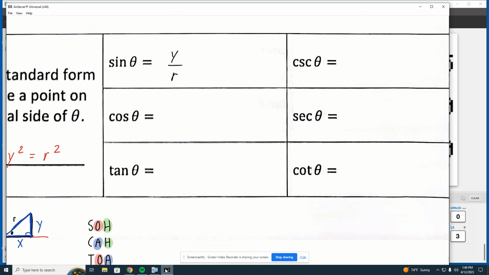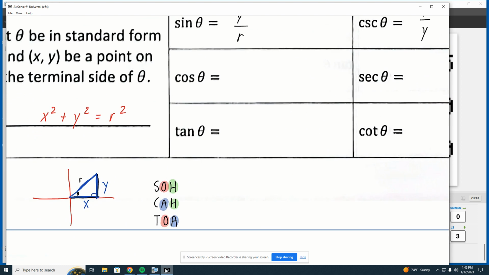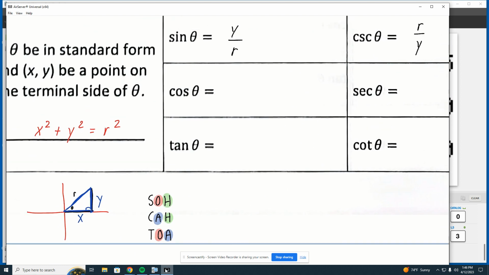So therefore, cosecant will be r over y. Well, cosine, adjacent over hypotenuse, will always be x over r. And therefore, secant will be r over x. And then finally, tangent will be opposite y over adjacent x, y over x. And then cotangent is the reverse of that. It will be x over y.